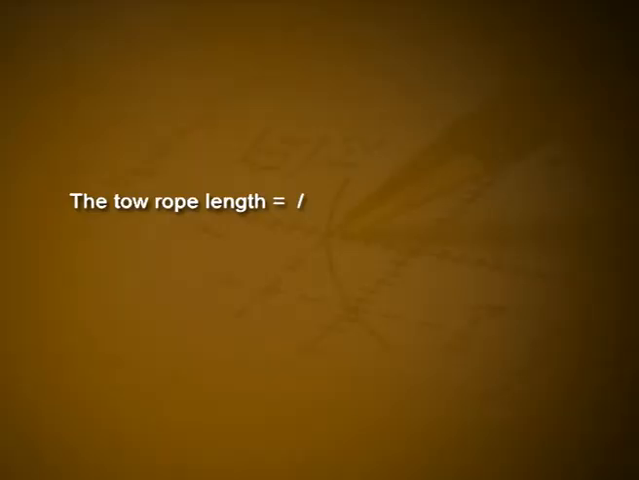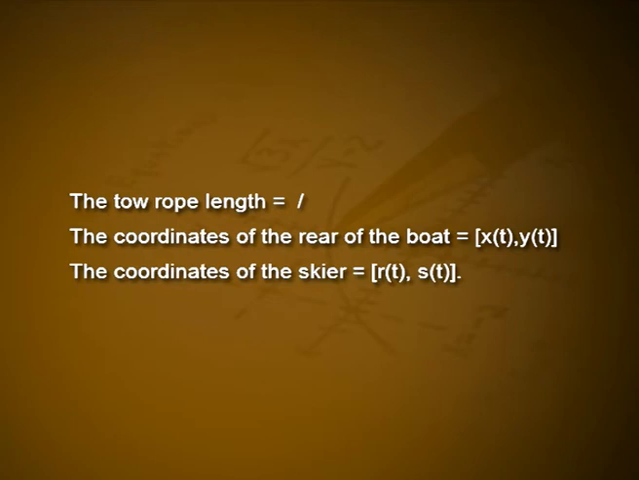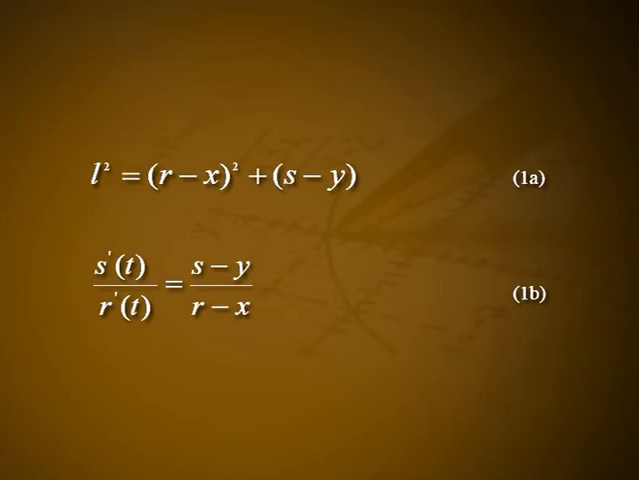Let the tow rope length be L, the coordinates of the rear of the boat be x of t, y of t, and the coordinates of the skier be r of t, s of t. By considering the length of the rope and the direction of the motion of the skier, we obtain two separate equations. L squared is equal to (r minus x) whole squared plus (s minus y) whole squared. s dash t by r dash t is equal to (s minus y) by (r minus x). We manipulate these two equations to obtain a set of two first order equations for r of t and s of t.